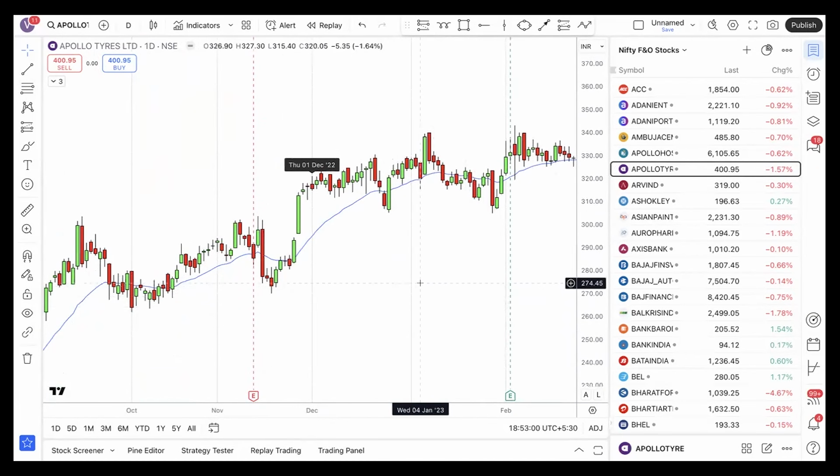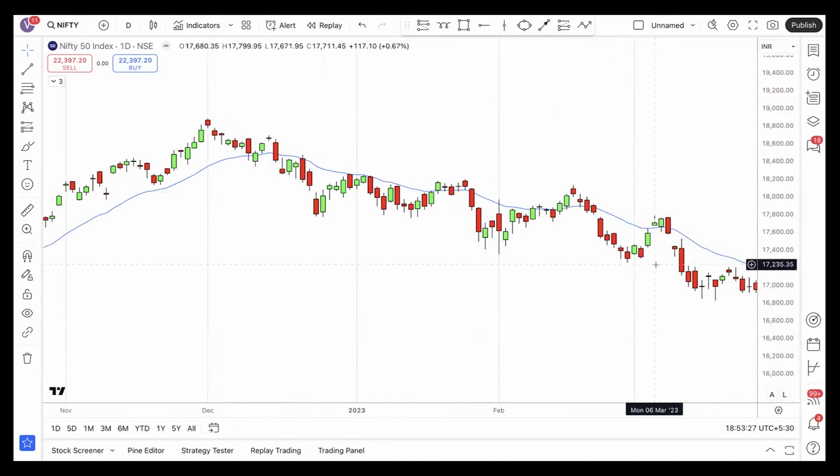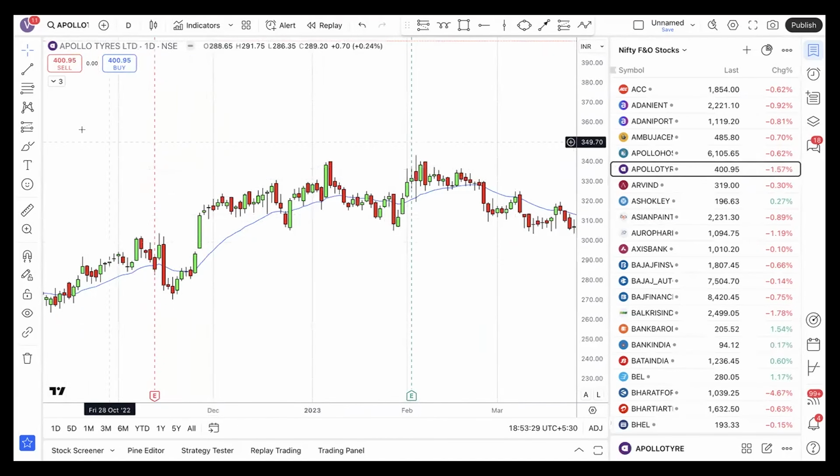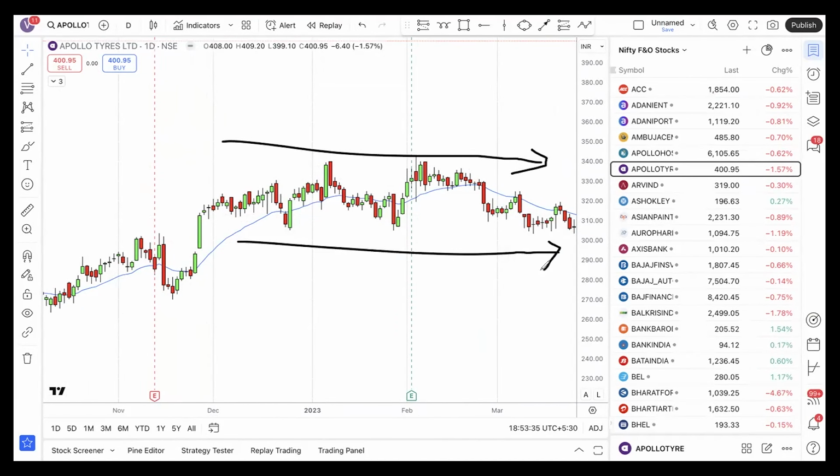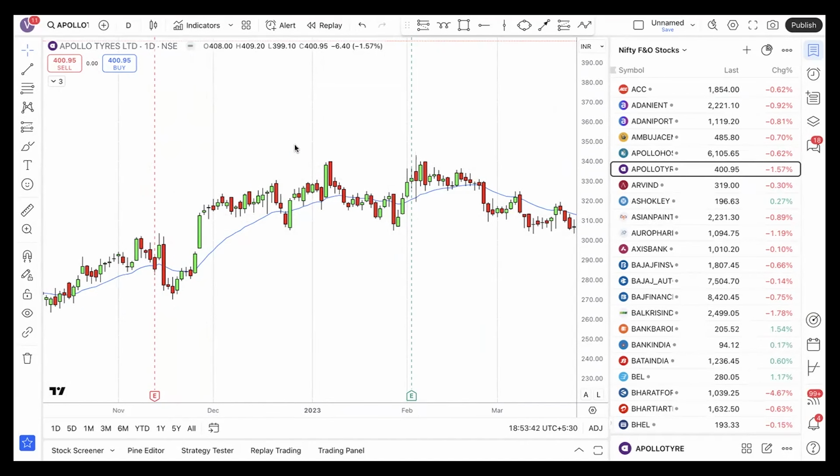Okay, next look at Apollo Tyres. This is our candidate for an outperforming stock. Nifty is going down from December to March, and Apollo Tyres, you can see, is not bullish, but it is staying sideways, right? It is staying sideways, unlike other stocks. Next, what I said is you have to see where the 52-week high is. So where is the 52-week high? The 52-week high is here, all right?